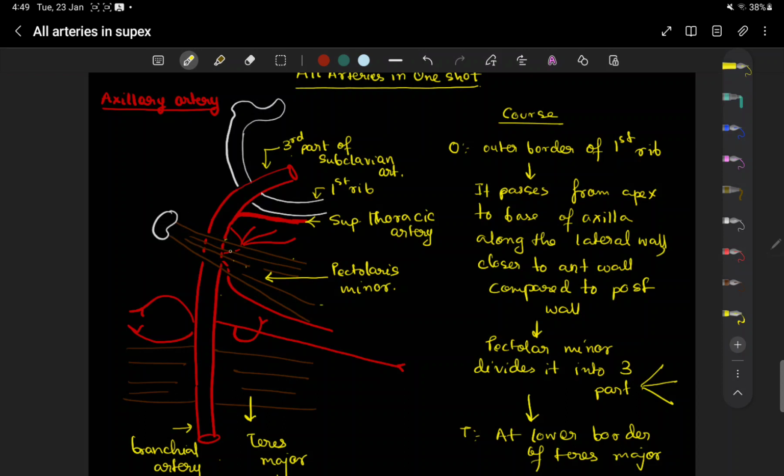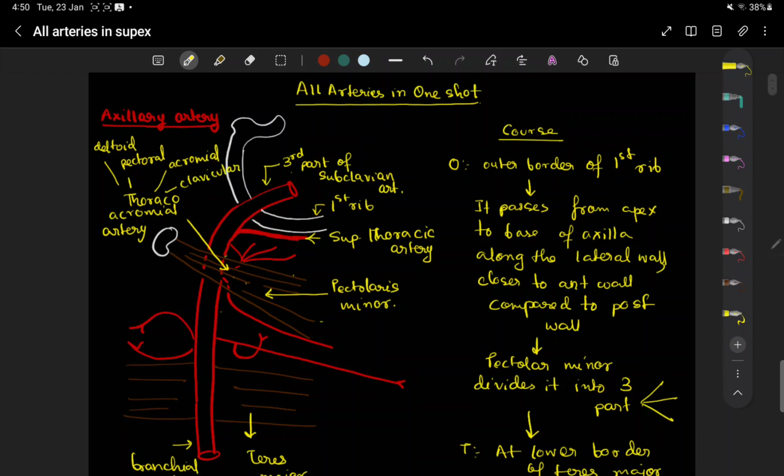In the second part we have the thoracoacromial artery, and this thoracoacromial artery further has four branches. One is the deltoid, pectoral, acromial, and clavicular. ठीक है, this is the artery of the second part, and in the second part there are two arteries. One is the thoracoacromial artery, another is the lateral thoracic artery.